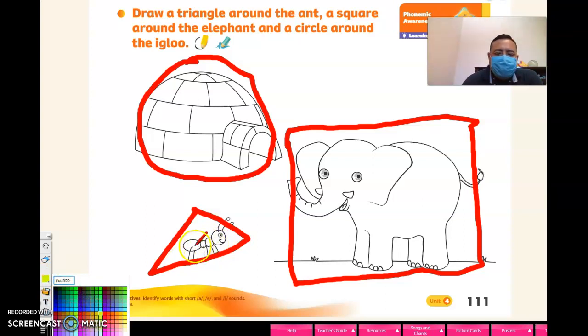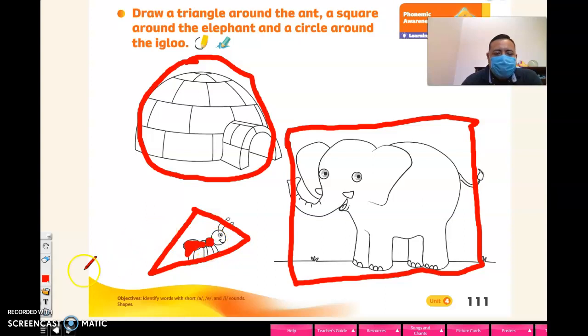The ant, sí la voy a hacer red. Vamos a hacerla red. This ant. Ahí va. Okay, that's red. The igloo, I think the igloo, I'm gonna make it yellow. No, this is not yellow. This is like a, well, another color. This is yellow. Let's paint them yellow.